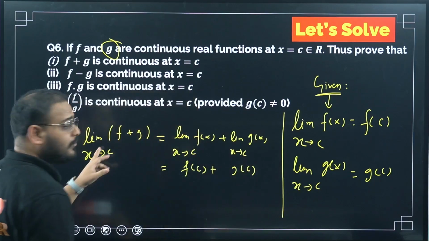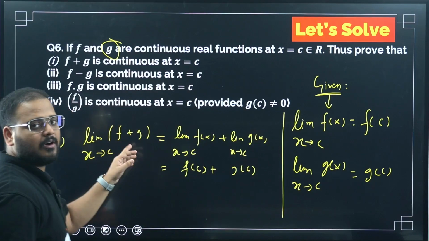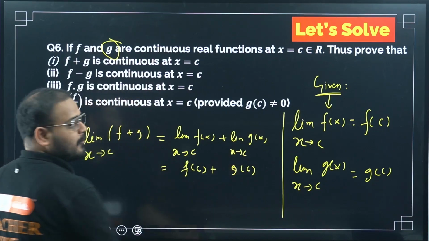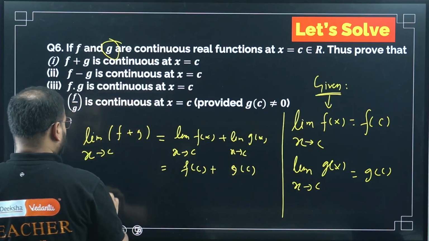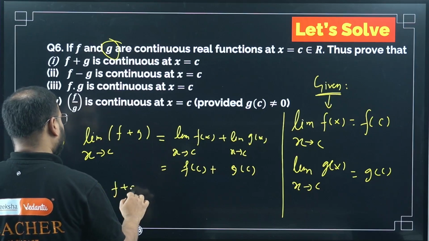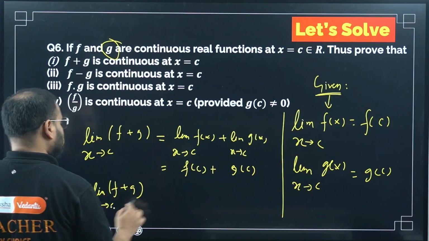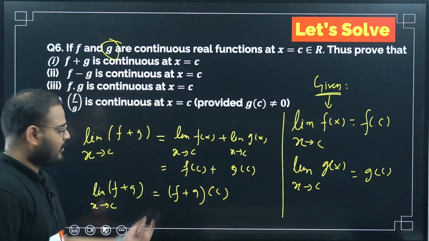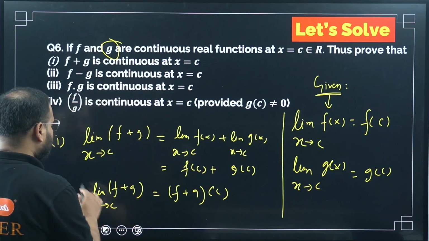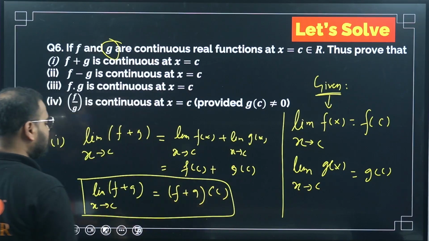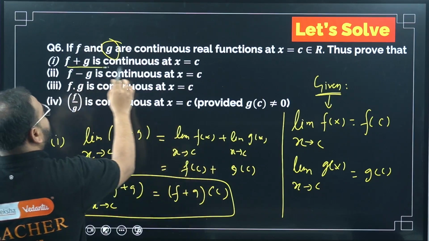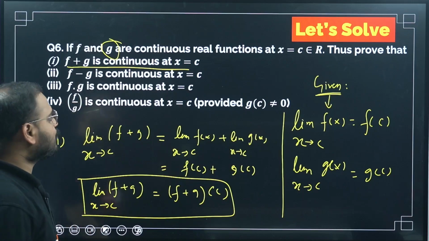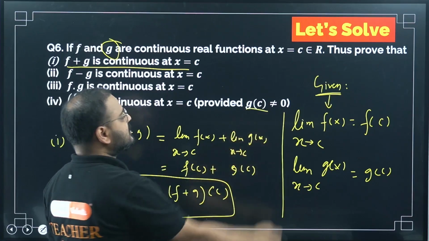So basically we started from the limit part. If this is a function, let's say function p, then the function's limit is equal to the sum of the functions. So what I'm getting is limit of f plus g as x tends to c is equal to f plus g at c. Yes or no? When this is true, it is valid, it means f plus g is continuous. Same way I can do for f minus g, f into g, and f by g, provided g(c) is not equal to 0.